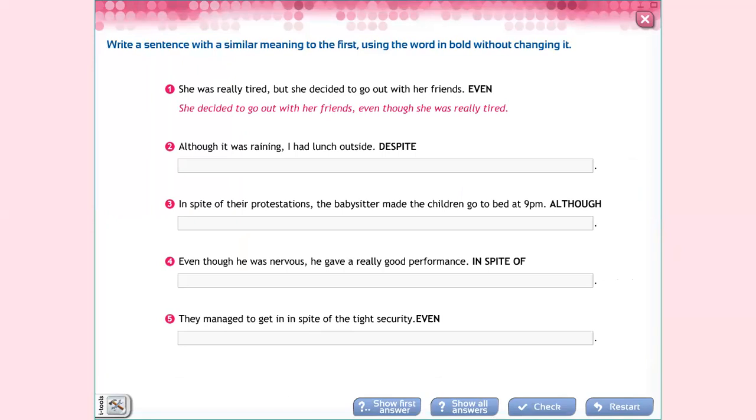I thought that is contrasting. One positive and one negative idea. This is for contrasting. Despite, I will volunteer quickly, guys. A volunteer. Although it was raining, I had lunch outside.